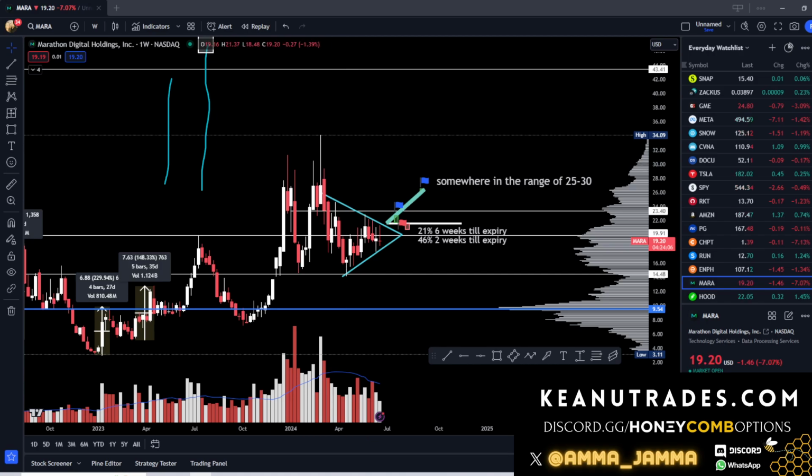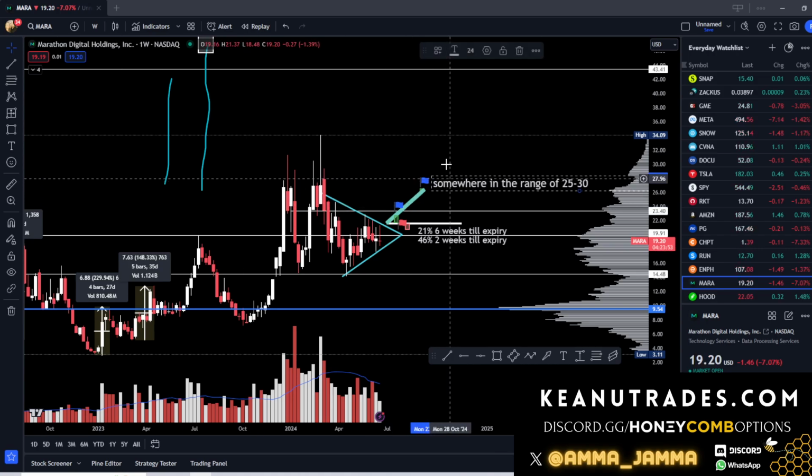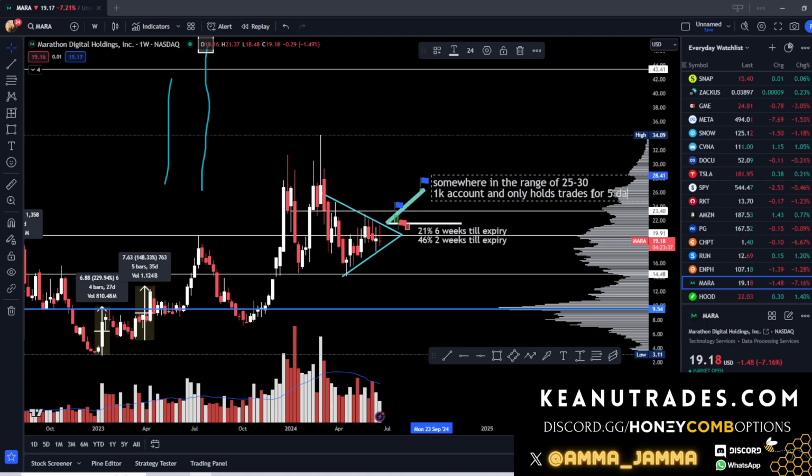I'm always going to give you a range, guys, because I don't want anyone going too far in the money. You don't want to get 10-cent contracts. The risk reward doesn't make sense for that. I'm always going to make sure the theta makes sense, and so forth. So when I give you a range, okay, if I say somewhere between 25 and 30, someone with a 1K account and only holds trades for 5 days should never have the same strike as someone with a 10K account and holds for 30.